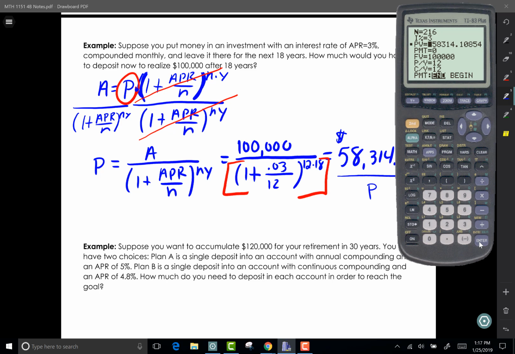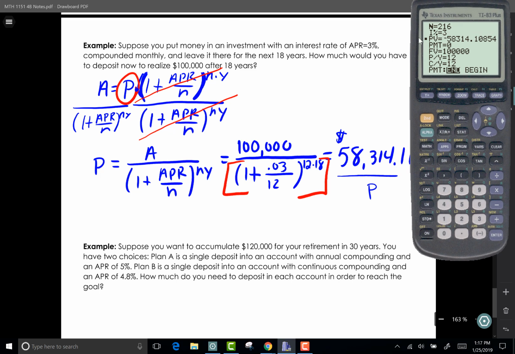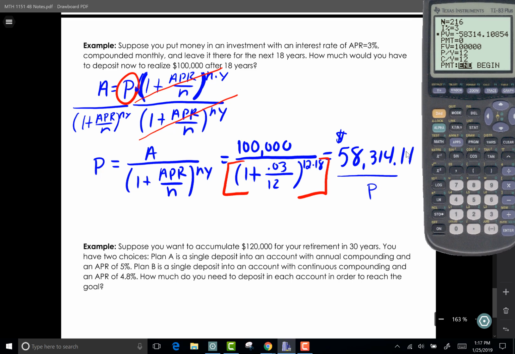And it gives me $58,314.11 when we round it. And that's what I got on the calculator. So we can definitely check to make sure we did our calculations correctly using the TVM solver.